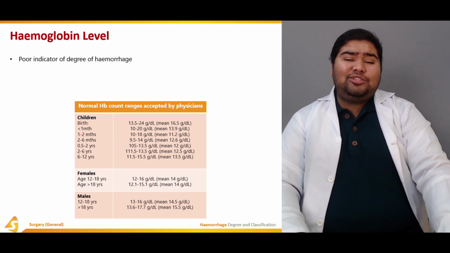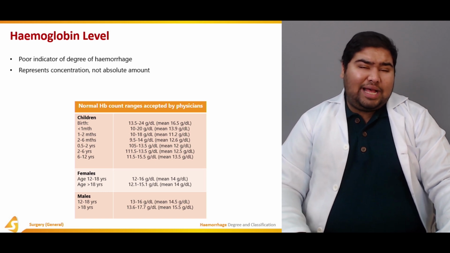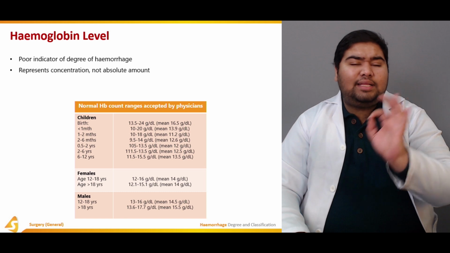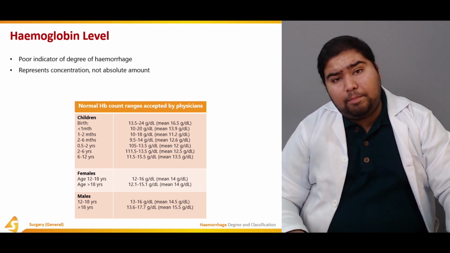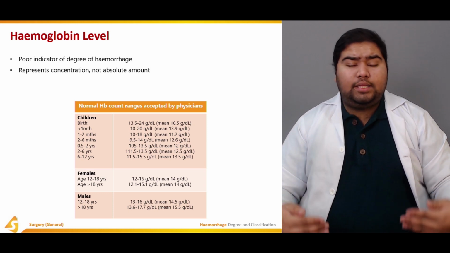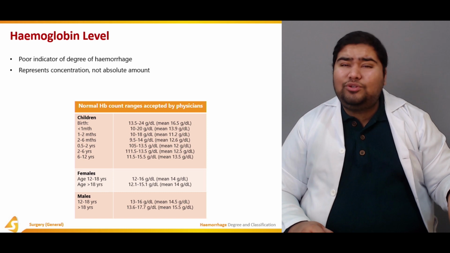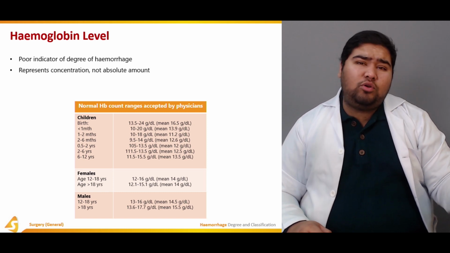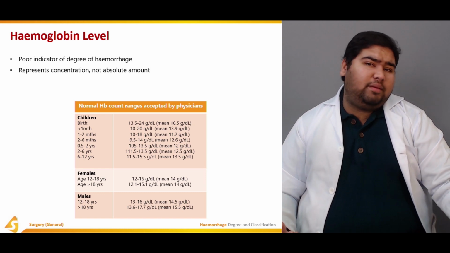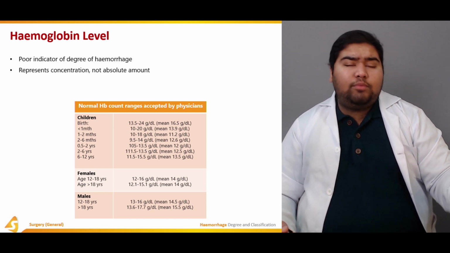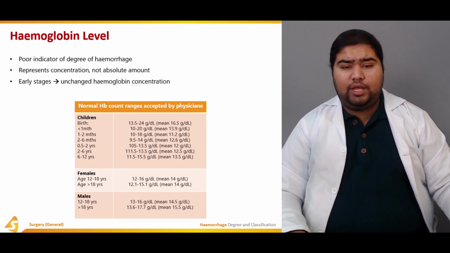So it is actually a poor indicator of the degree of hemorrhage, and we'll see why. That is because it represents the concentration, not the absolute amount. This is the concentration of hemoglobin in the blood, not the amount of hemoglobin in the blood. So this is actually a poor indicator of hemorrhage. The hemoglobin level cannot be used as an indicator for hemorrhage.